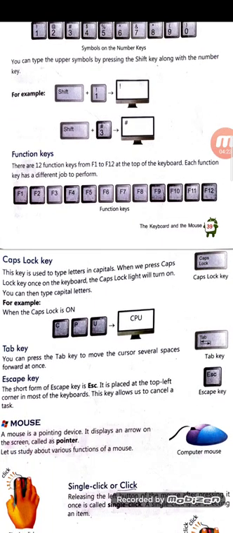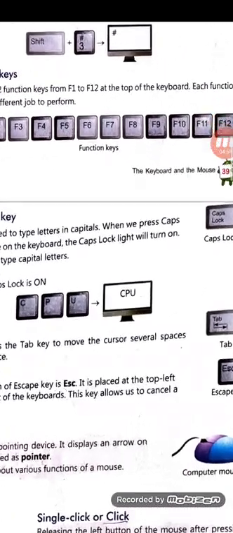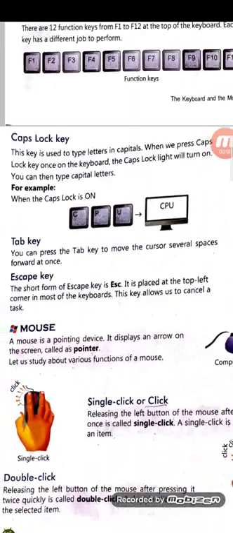Next, caps lock key. This key is used to type letters in capitals. How will you understand that the caps lock key is pressed? Whenever you press the caps lock key once on the keyboard, the caps lock light will turn on. We can then type capital letters. For example, when the caps lock is on, everything will come in capital letters, like CPU.